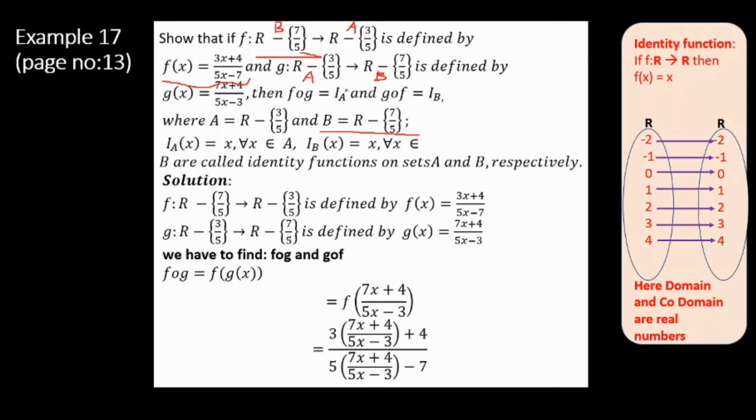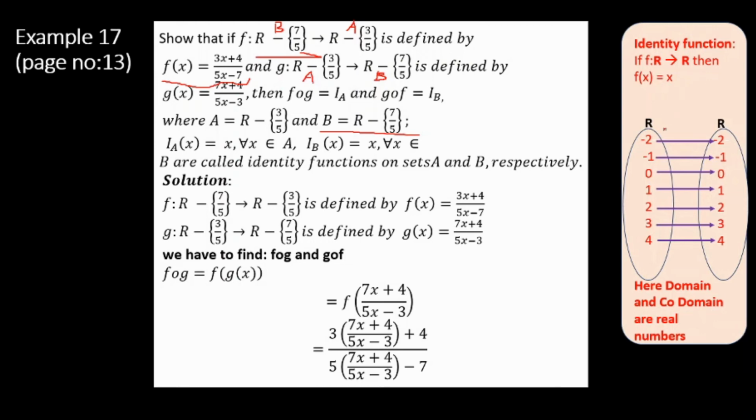What is this IA and IB? It's nothing but identity function. Okay. You know what identity function is? Let me explain you. You remember domain and your codomain? Always your first set is your domain and your second set is your codomain. So if f is from R to R, then f of x equals x, that is, your f of x is always equal to x in identity function.